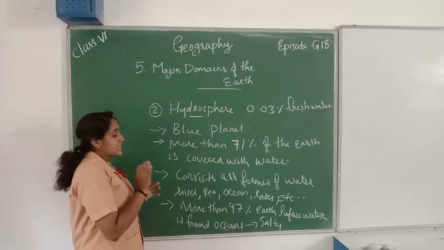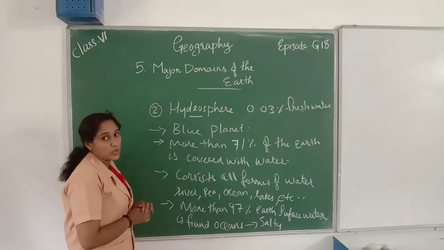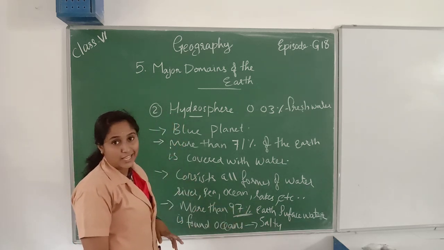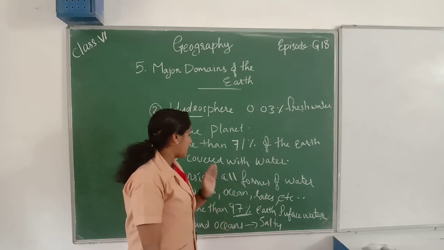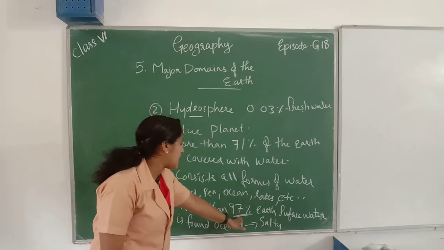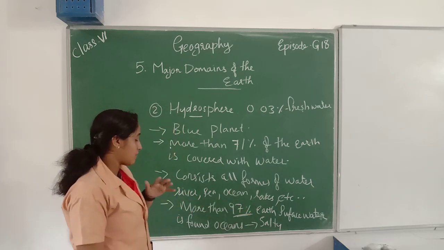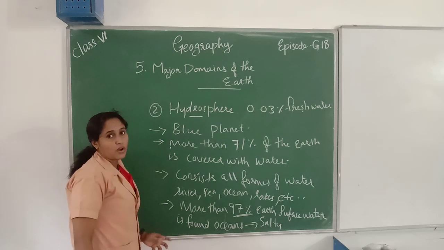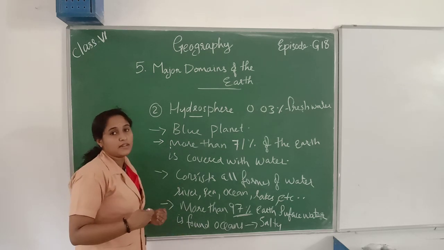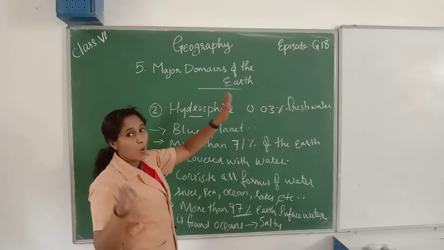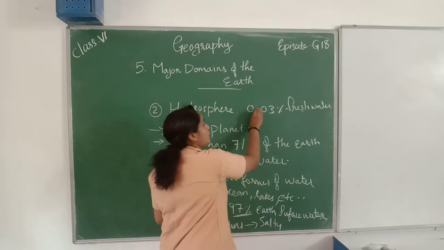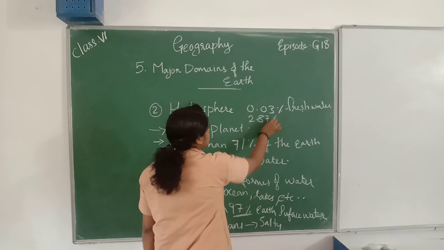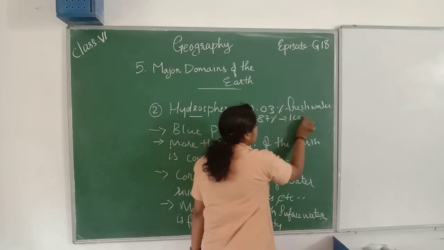And more than 97% of Earth's surface water is found in oceans. Look at this, 97% is a huge amount, right? We have 100%, and out of 100 we have 97% of Earth's surface water found in oceans. This is very salty water. This is not useful for humans. So we have only 0.03% of fresh water and 2.87% of ice sheets.